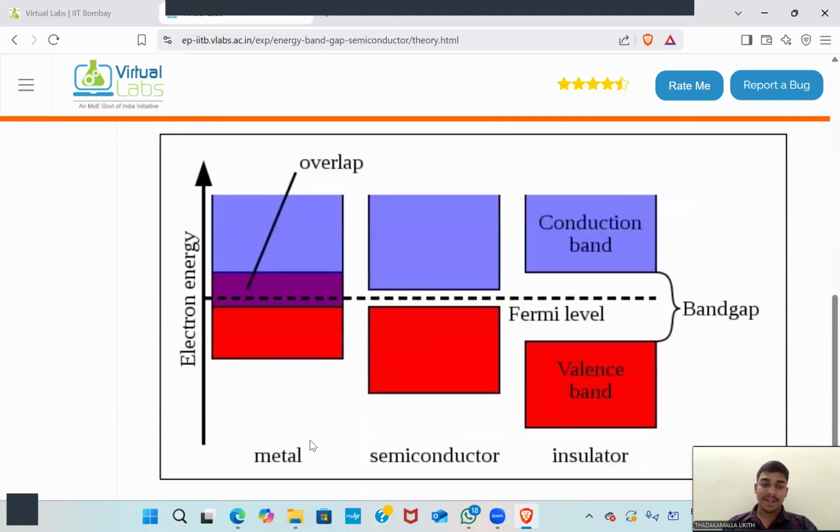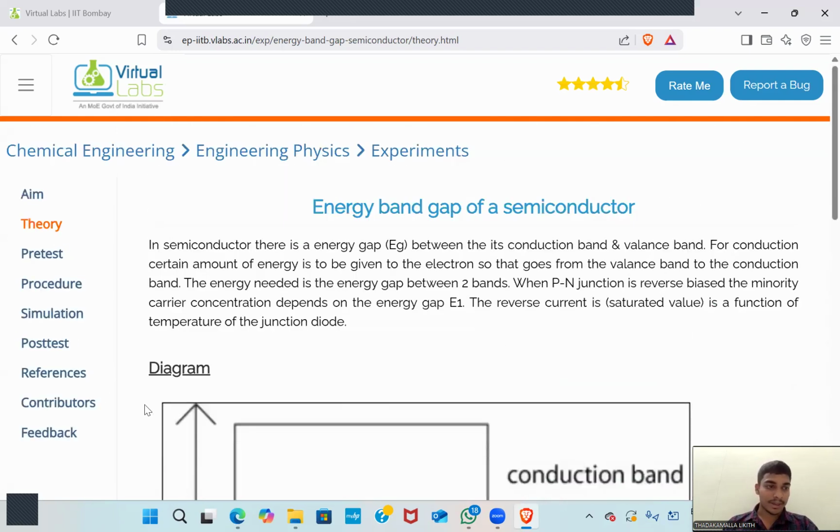Based on band gap, materials are classified into three types: metals, semiconductors, and insulators. In metals, the valence band and conduction band overlap with each other. There is no band gap, so metals have high conductivity. In semiconductors, the distance between the valence band and conduction band is very small, so semiconductors have less conductivity when compared to metals. In insulators, the band gap is very high, so insulators have no conduction property.